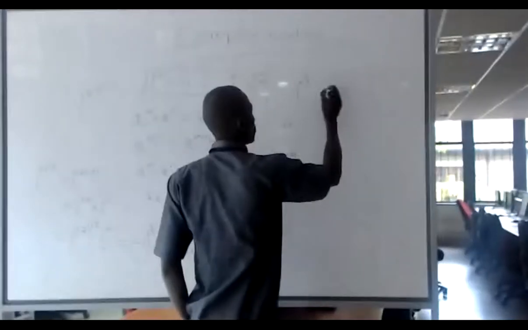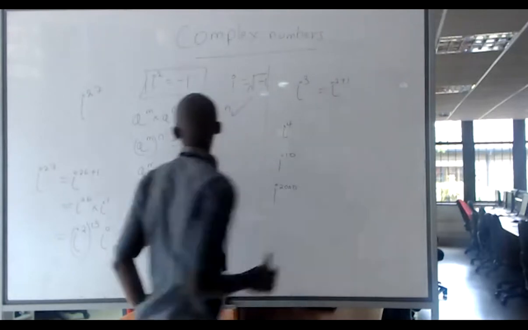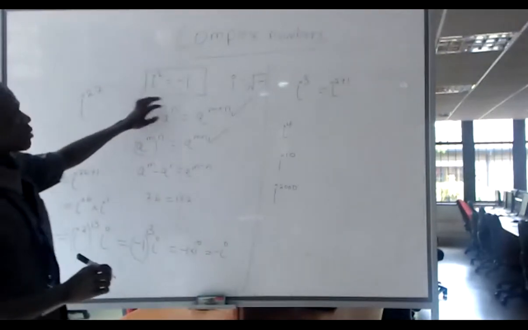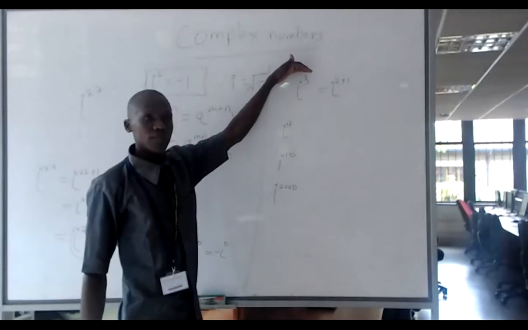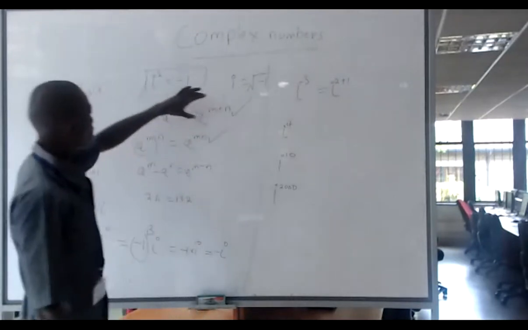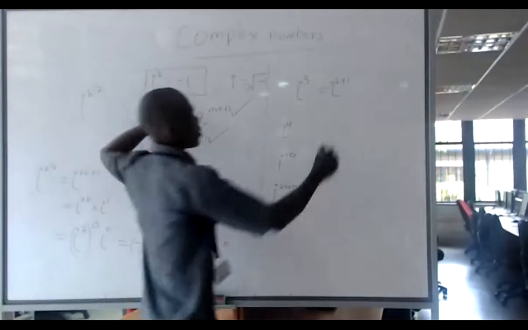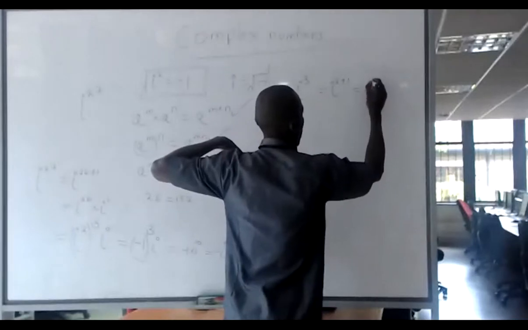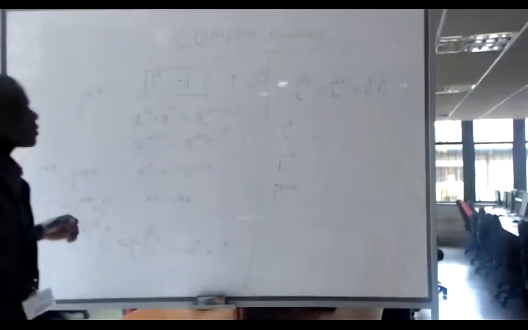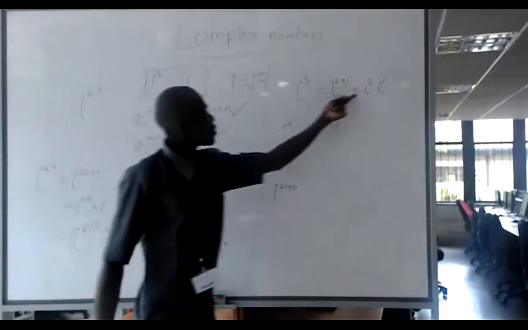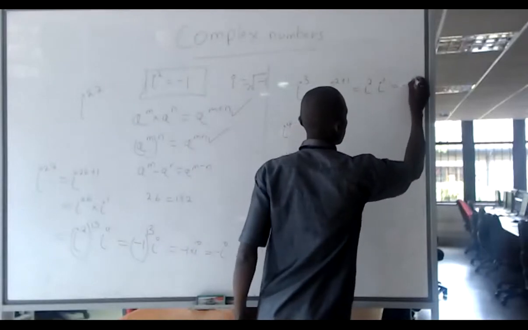i cubed. You can write i cubed as i to the 2 plus 1 using this first rule, because 2 plus 1 is 3. And I'm sure you all agree with me. Then using this rule, you can split a to the m plus n as a to the m times a to the n. So I can split this as i squared times i power 1. But what is i squared? Negative 1. So this is going to be negative i.